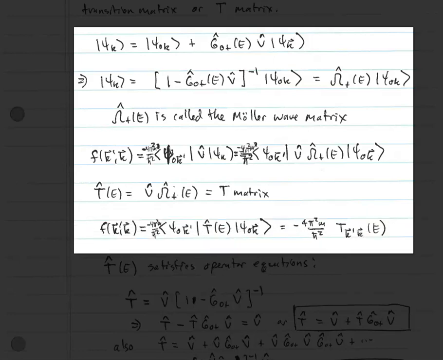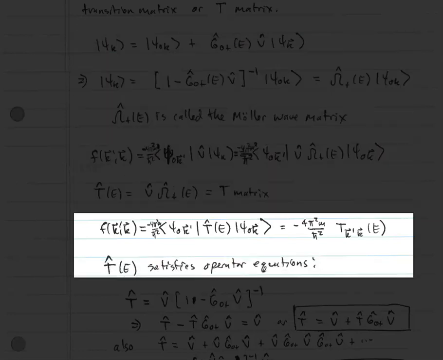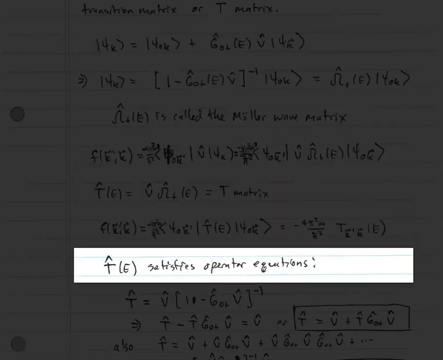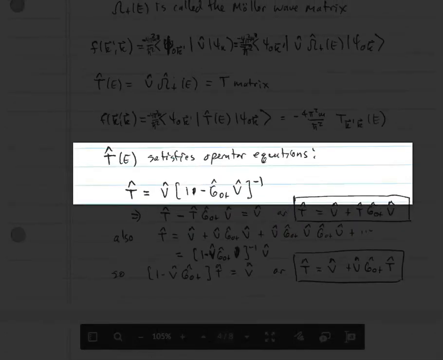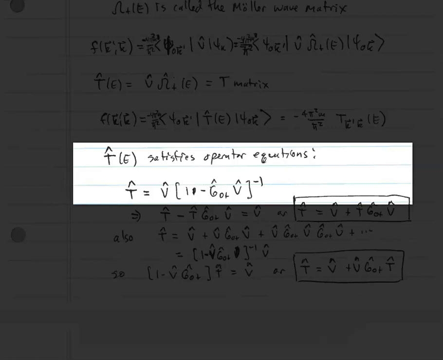That means that f of k prime k is minus 4 pi squared m over h bar squared psi 0 k prime T hat of E psi 0 k. So it's an off-diagonal matrix element, or just a matrix element, of T of E in the initial plane wave basis. So we call that minus 4 pi squared m over h bar squared T of k prime k of E. Now this operator T of E satisfies a couple of different operator equations. It satisfies T is equal to V (1 minus G0 plus V hat) inverse. That's essentially just plugging in the definition of the Møller matrix, because T was equal to V Omega.